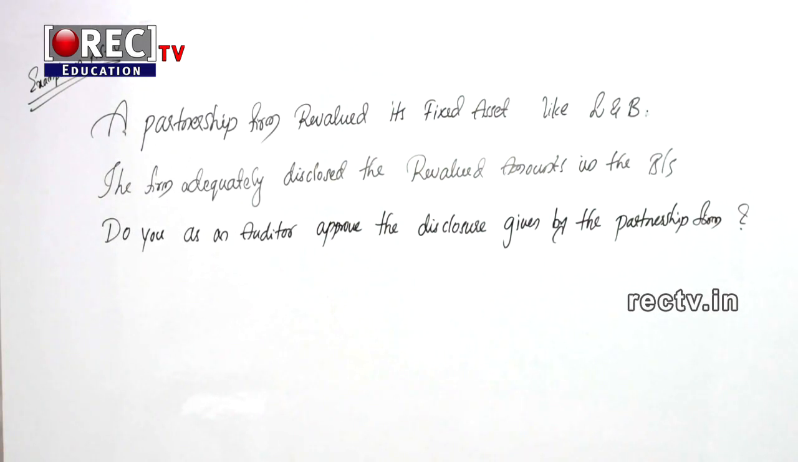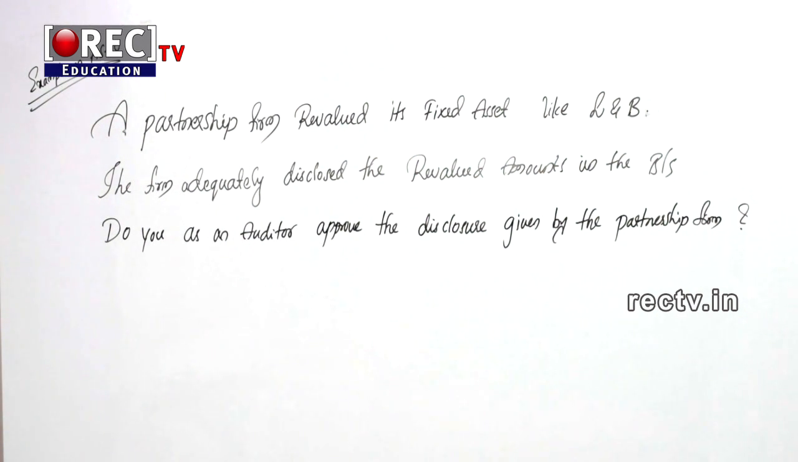Now this question is based on the disclosure part of AS 10. Let us see what is the question. A partnership firm revalued its assets like land and building. The firm has adequately disclosed the revalued amounts in the balance sheet. As an auditor, do you approve the disclosures given by the partnership? What is your answer? As per AS 10, the disclosures made by the firm are not adequate.